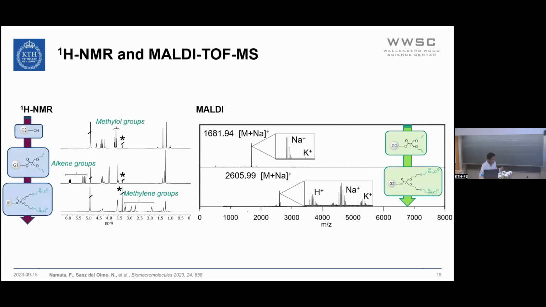I'll now move on to how we characterize in the synthesis. We use both NMR and MALDI. But starting with NMR, we use it to monitor the reaction progression, as well as see, is the reaction progressing, and also has it reached completion?